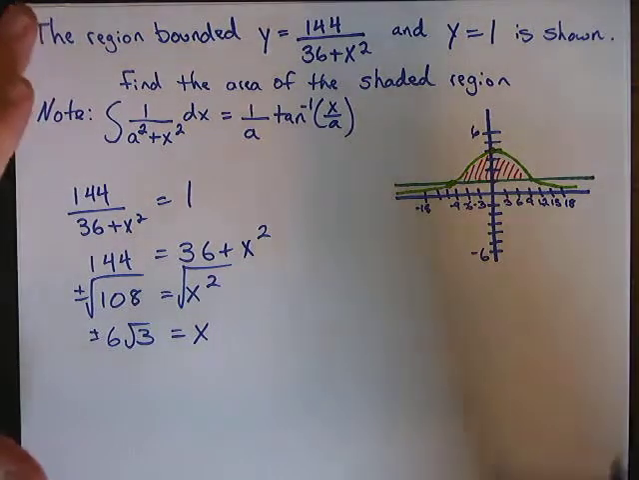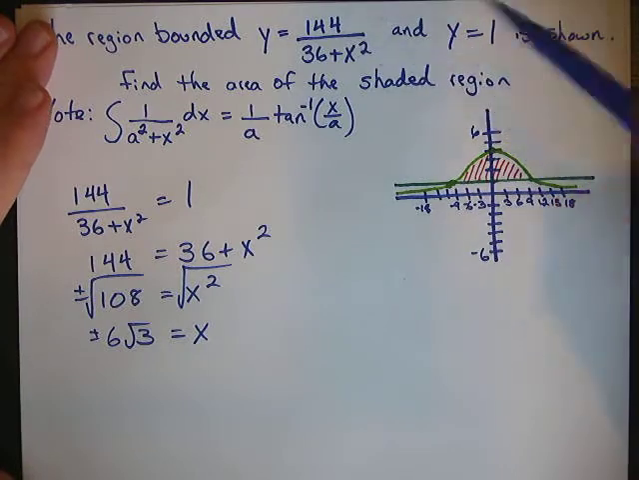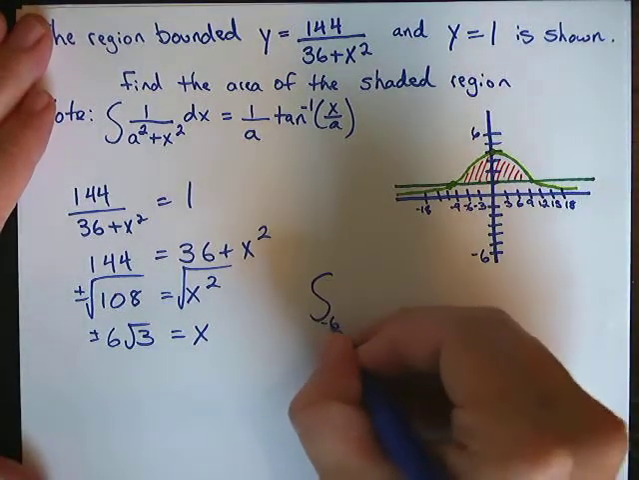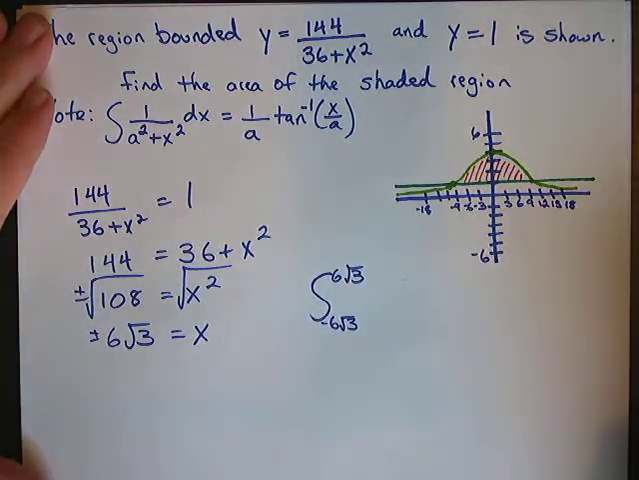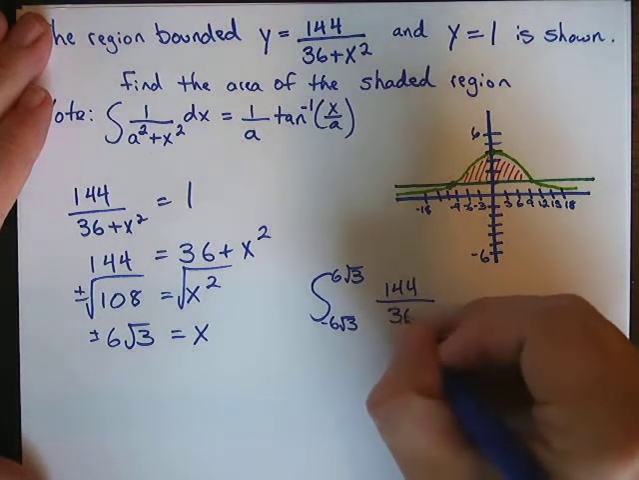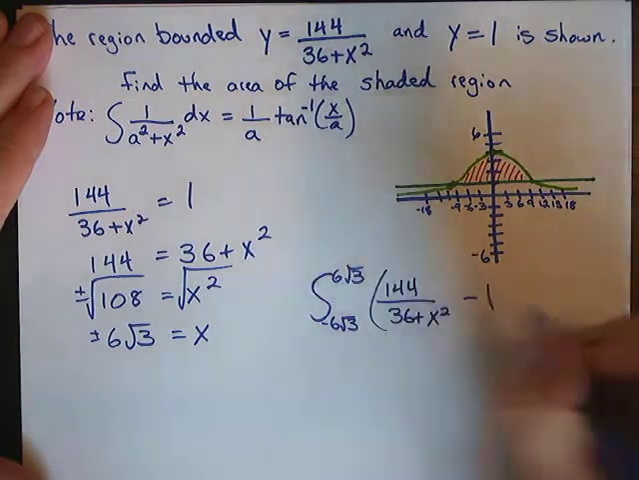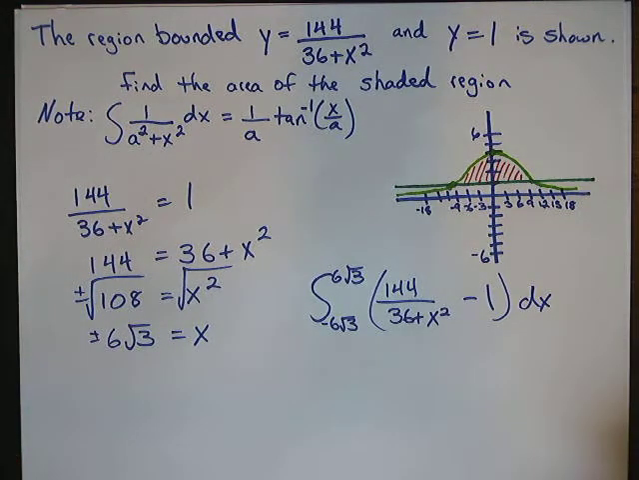Remember, you do top function minus bottom function. So top is this fraction, bottom is the 1. Our integral will be from -6 square roots of 3 to +6 square roots of 3 of 144 over 36 plus x squared minus 1, minus the bottom function, dx. Now that's when this formula comes in handy.